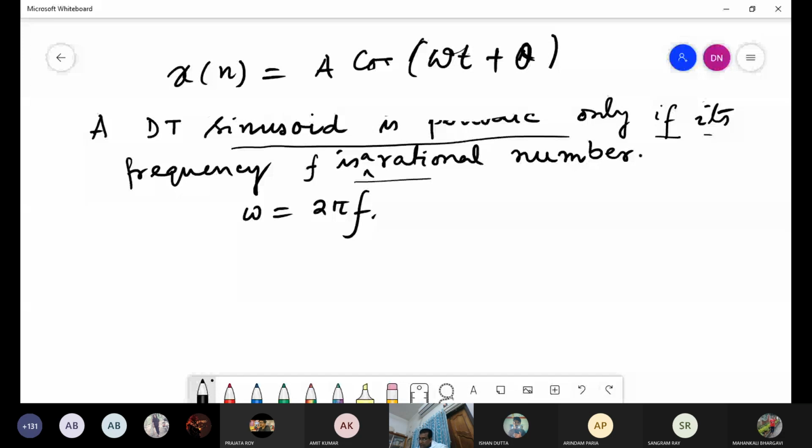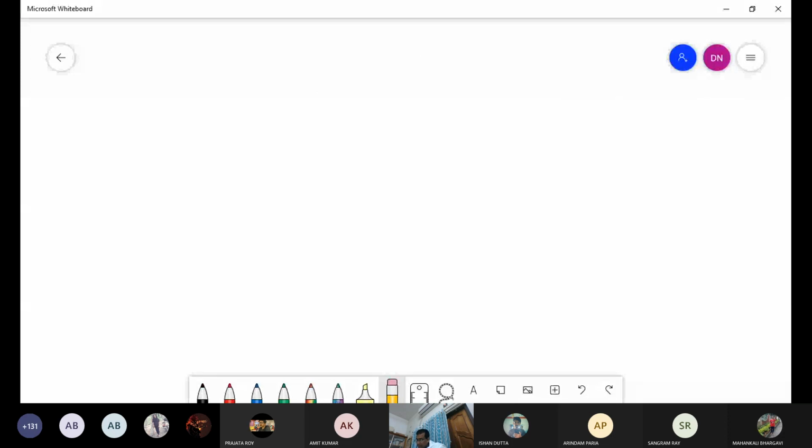So what is the condition? Sorry, it is n. The condition is that this f, which is included within this omega, should be rational. When f is rational, this sinusoid is periodic. Otherwise, it is not periodic. Let us see how I can prove that.